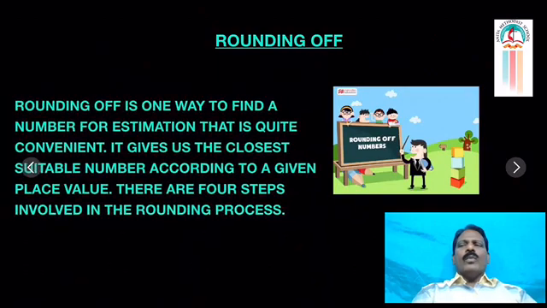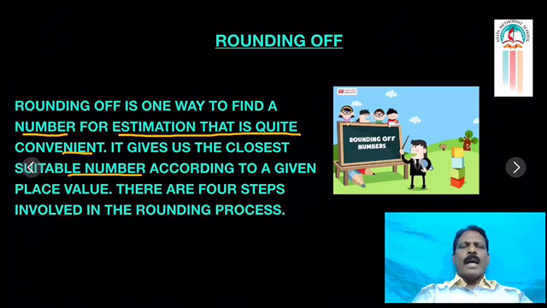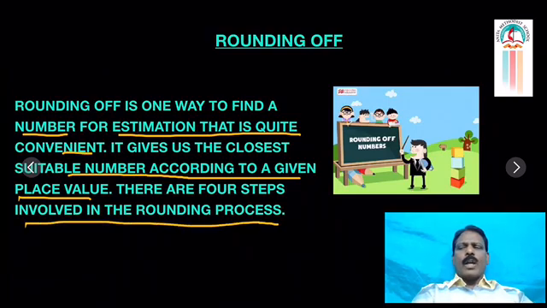Now, what is rounding off numbers? Rounding off is one way to find a number for estimation that is quite convenient. It gives us the closest suitable number according to a given place value. There are 4 steps involved in the rounding process. Now, what are the 4 steps? See the example 1.